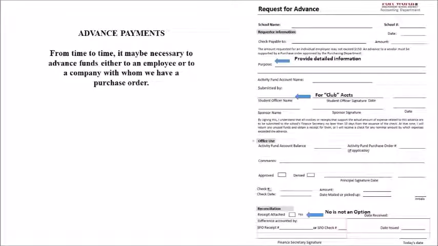From time to time, it may be necessary to advance funds, either to an employee or to a company with whom we have a purchase order. We should rarely pay for goods or services in advance of receiving them, but some common exceptions are deposits to hold a dance or other event venue and date, dues or registrations, concession stand change banks, book fair change drawers. Advances may also be made to a vendor who will not honor our purchase order, bill us that is, but requires payment at the time of the store visit. Note that we still require a PO internally, whether the vendor accepts it or not.